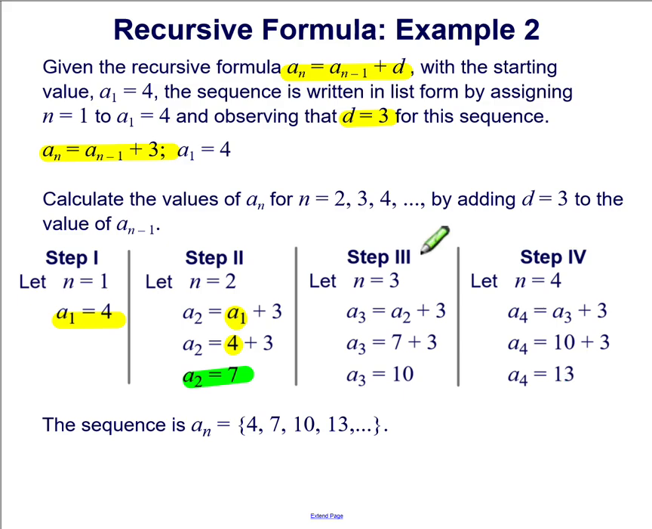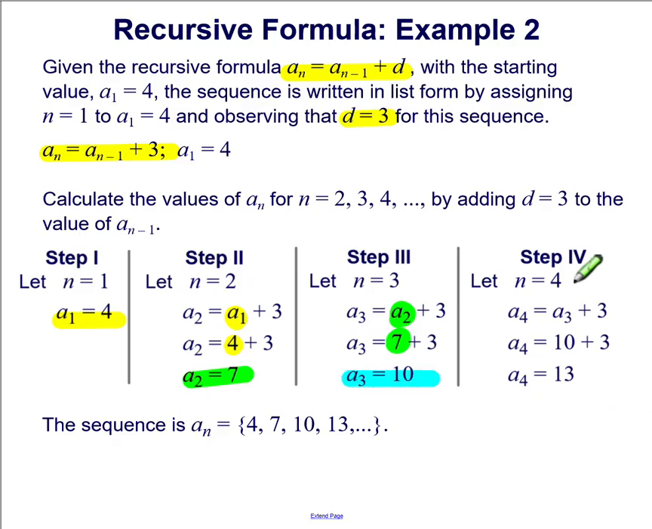Okay, let's go to step number 3. Now n is equal to 3. So our third term is going to be the previous term plus 3. So again, n minus 1 would be 3 minus 1 is 2. So what's a sub 2? A sub 2 is 7. So I replace a sub 2 with 7, and I add 3 to get my third term is 10. So my third term is 10.